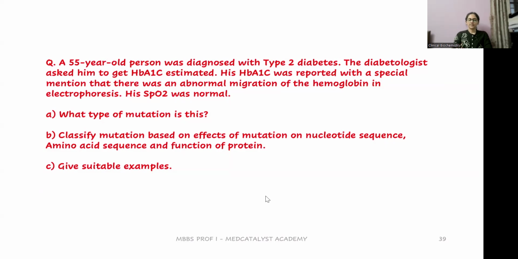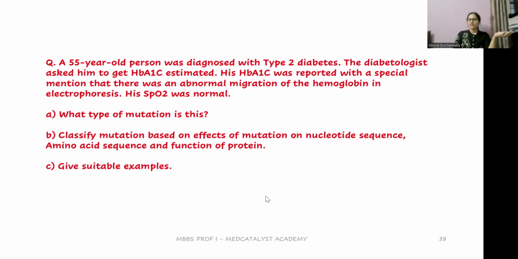First of all, the diabetologist was asking for HbA1c. Usually we do HbA1c by HPLC. HPLC not just gives you HbA1c, but it also gives you hemoglobin variants, but the mode is different. So the HbA1c was reported and he was doing hemoglobin electrophoresis also. Hemoglobin electrophoresis is done for finding out the Hb variants.